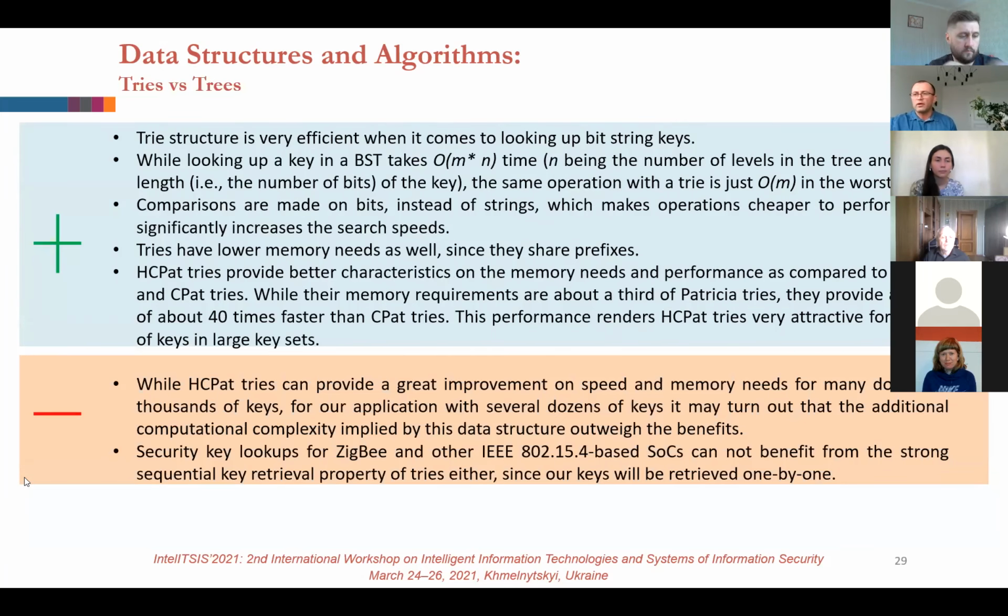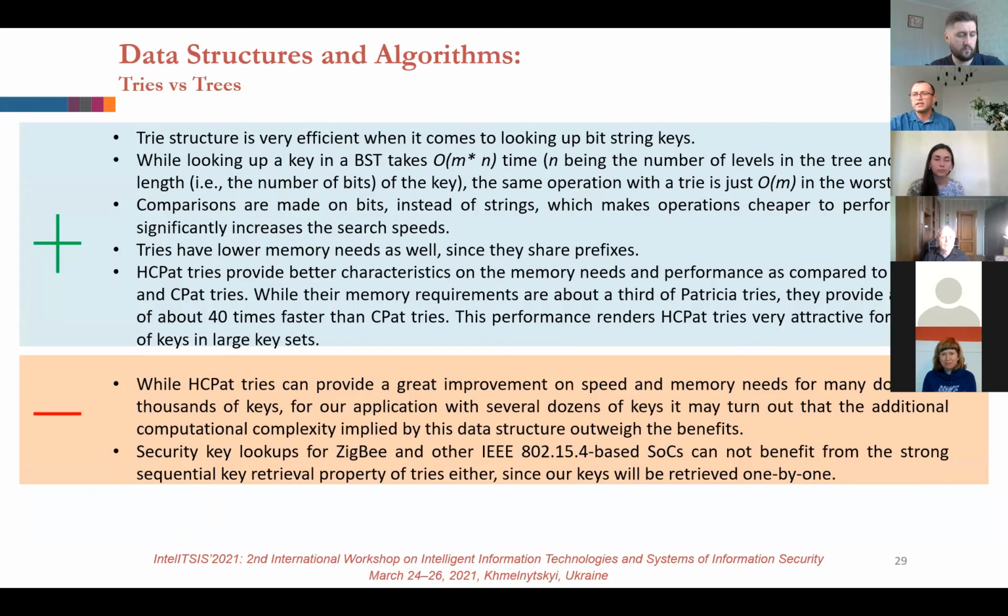If we compare tries with trees, we can conclude that lookups are faster on a trie structure than on a BST since the lookup complexity is lower. Comparison operations are cheaper in tries. Also, tries have lower memory needs since they share prefixes. There are also several contrasts that we need to mention.